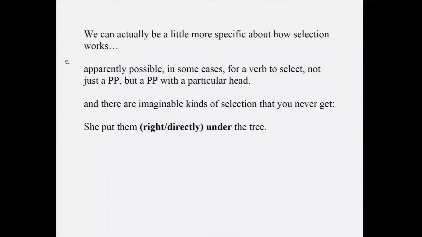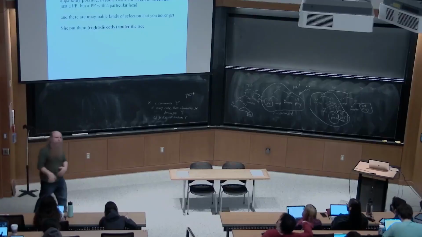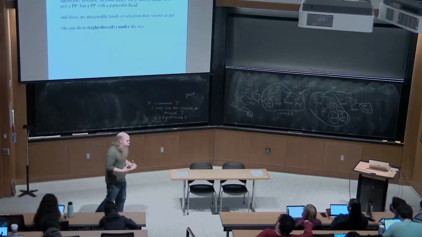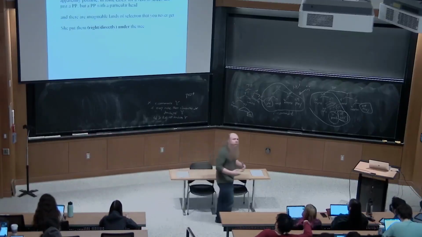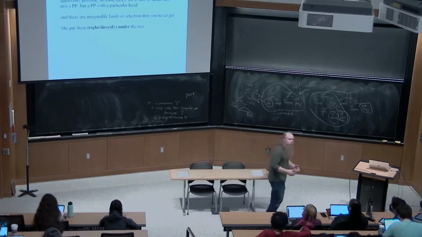So that's a kind of selection you get. There are other imaginable kinds of selection that you don't ever get. Prepositional phrases can be modified by adverbs. So you can say she put them under the tree. You can also say she put them right under the tree, or she put them directly under the tree, where those adverbs are modifying the prepositional phrase under the tree, or saying something about the spatial relation between those things and the tree. Yeah?